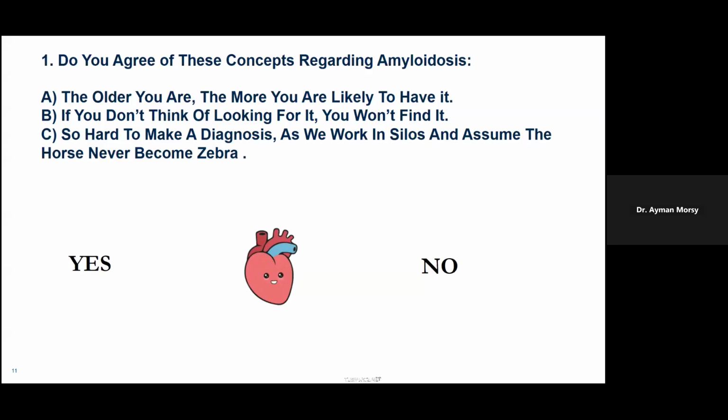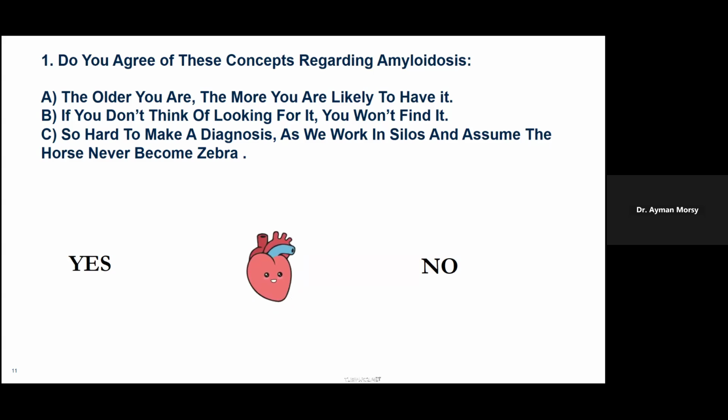This is called 12 tips and tricks, which concludes all our sessions and all our experience over the 3 years: how you diagnose cardiac amyloid early in a very simple way. By simple, I mean take yes or no only. First question, do you agree with this concept regarding amyloidosis patients?